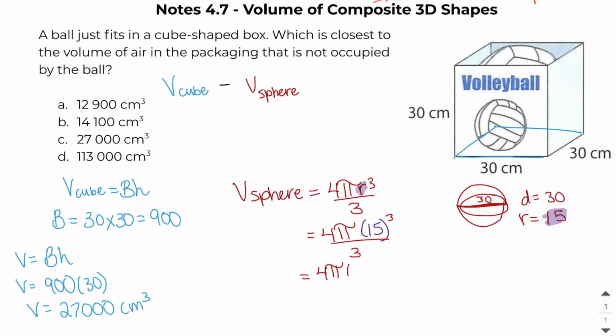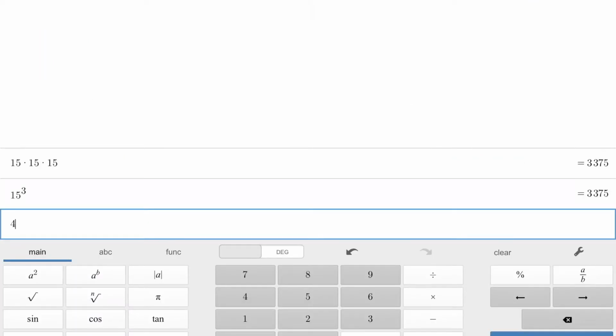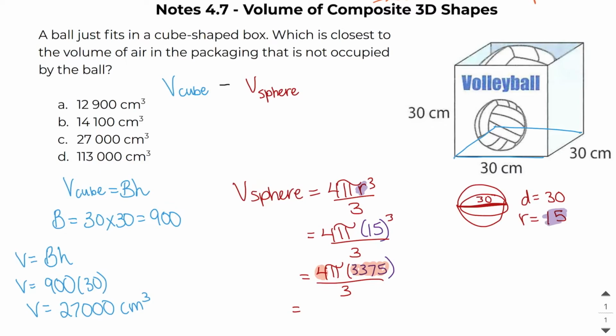So this becomes 4 pi times 3,375, and I'm still going to divide that by 3. Then I have to multiply this 4 by this 3,375. Notice how I'm still leaving it with a pi there because I don't want to deal with crazy decimals, and I get 13,500. So here I will write down that I have 13,500 pi all over 3.